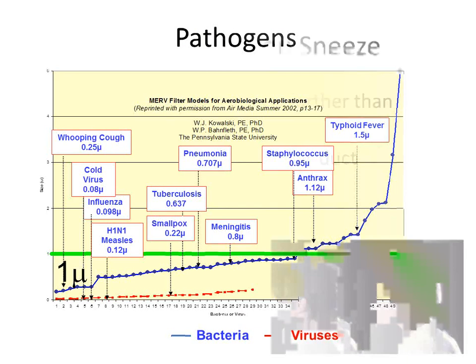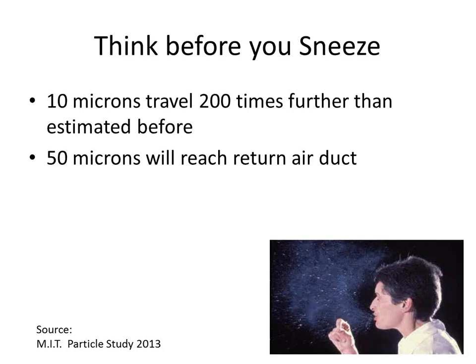Now, sneezes, there's some new research with sneezes. It was thought that sneezes stayed in a small 3 to 6 foot area, but that's not true. New research by MIT, their particle study in 2013, said that particle sizes of 10 micron travel 200 times further than estimated. And 50 microns will be the one that reaches the air duct. So again, we're spending a lot of money with filtration systems, but we're not attacking things in the space.